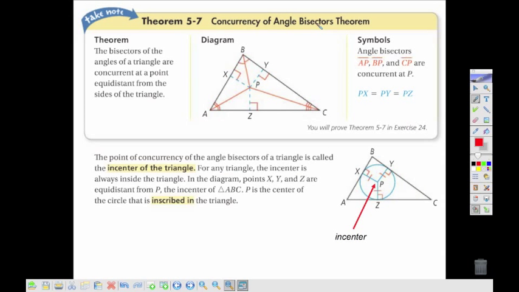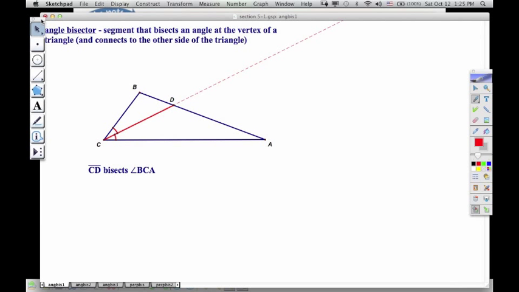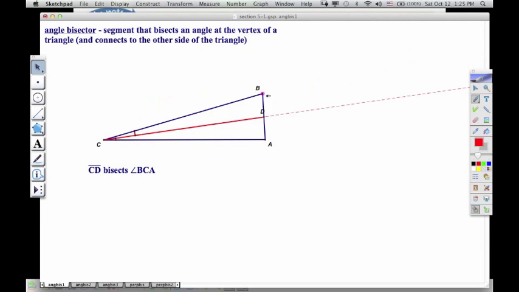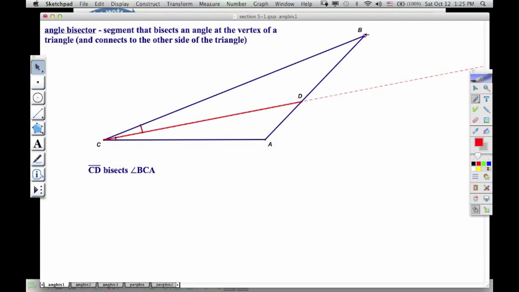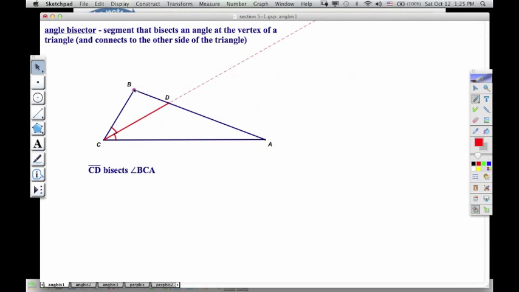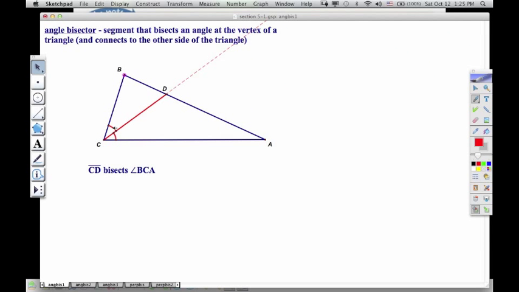The next thing we'll look at are the concurrency of angle bisectors. Looking at angle bisectors, remember angle bisectors are segments that cut the angle in half. So if we're in the triangle, it's going to pass through and cut the other side. Now notice it's not necessarily cutting the other side in half. In fact, we can see this side is a little bit shorter than the other side, so don't assume that. But what it is doing is it's cutting this angle in half.